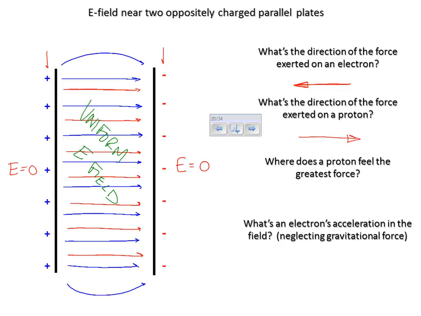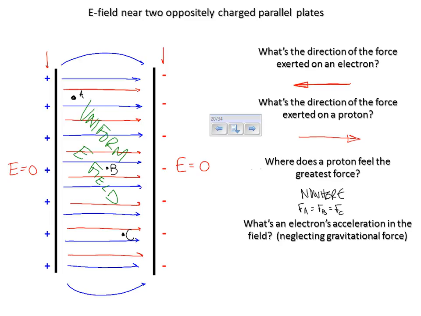Trick question. There's three choices, A, B, and C. Where does a proton feel the greatest force? Think about it. Pause if you must. Answer. Nowhere. Force at A equals force at B equals force at C.